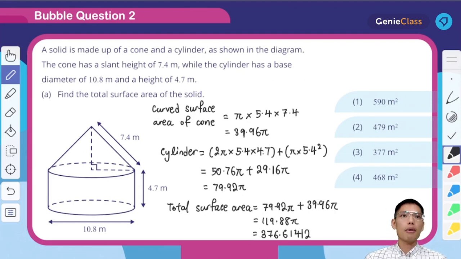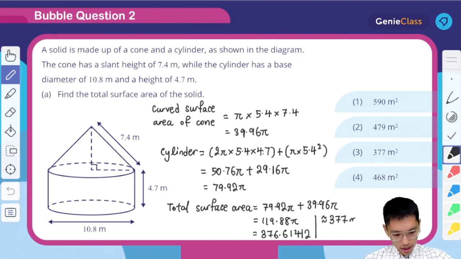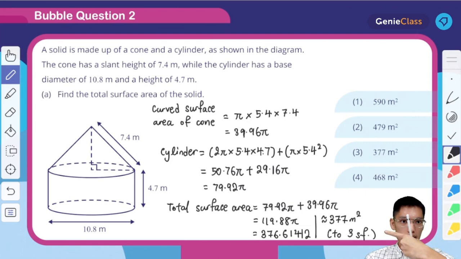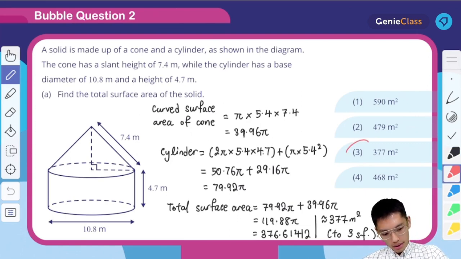Following up further, this is just writing out, take your calculator, press 376.61412. Again, I want my answer in 3SF. So 3SF, write it out, 377. Write your units in your answer as well, and write to 3SF. So that's where my answer is over here.